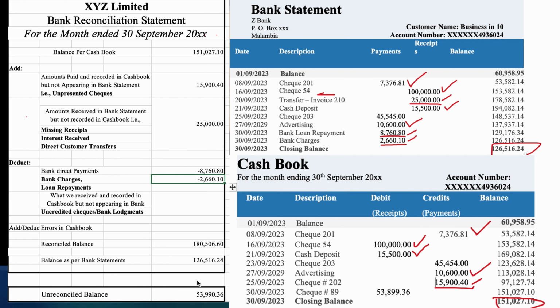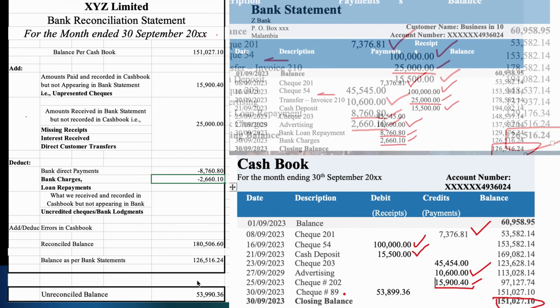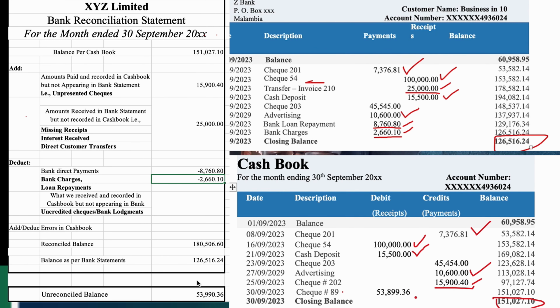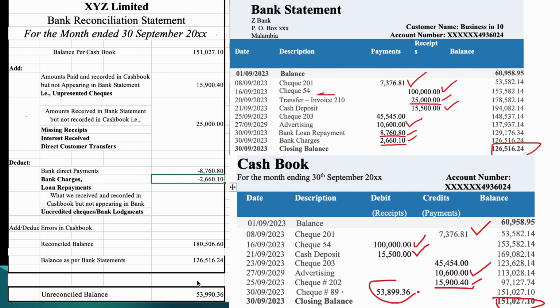This is uncredited checks, or bank arrangement. So we will see that we received a check amounting to 53,899.36. That is check number 89. So we have to deduct that amount.